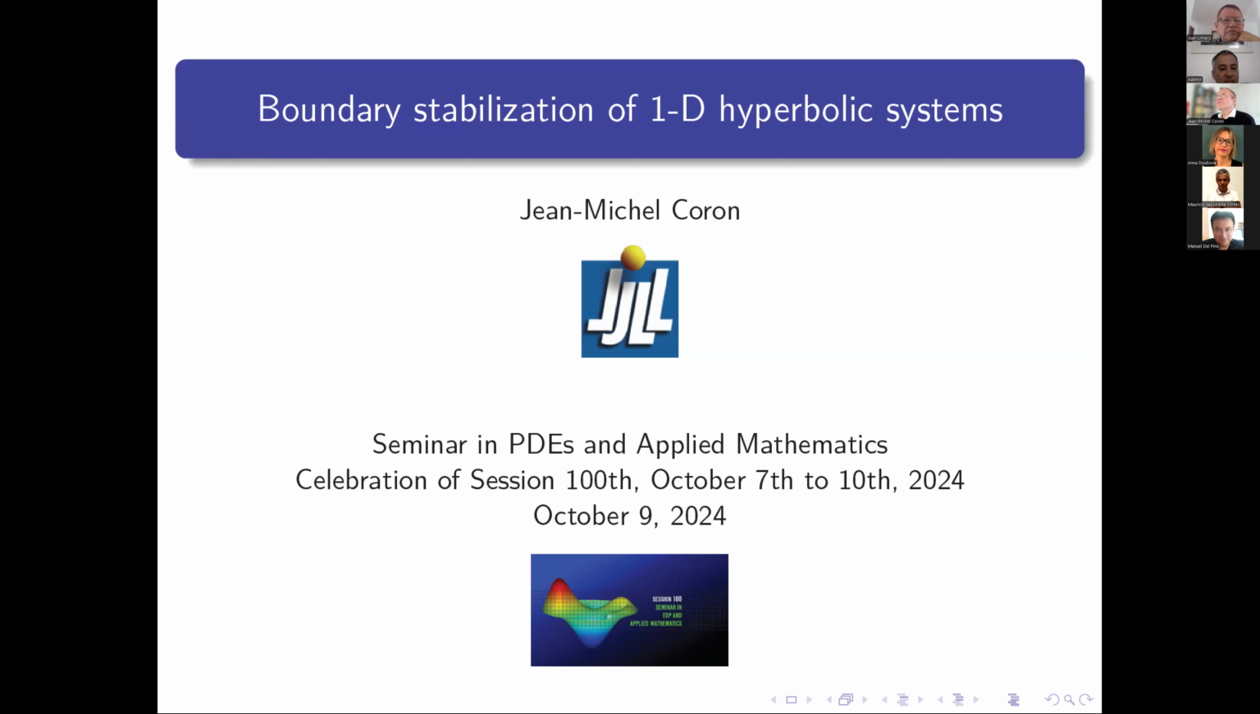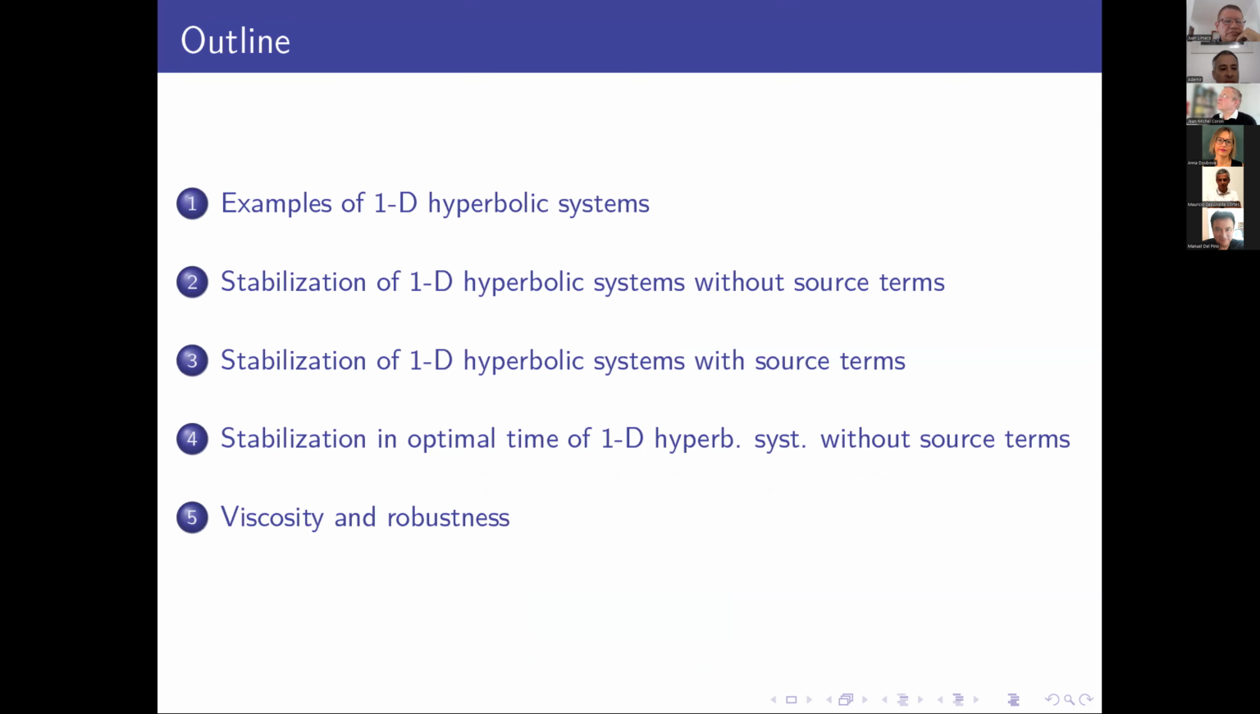So the subject of my talk will be about the boundary stabilization of 1D hyperbolic systems. And the outline is there. I will first present some 1D hyperbolic systems. Then I will speak about 1D hyperbolic systems without source terms. And then I will turn to the case where there are source terms, which is a little more complicated. And then I will speak about maybe stabilization in optimal time. And if I have enough time, about viscosity and robustness.